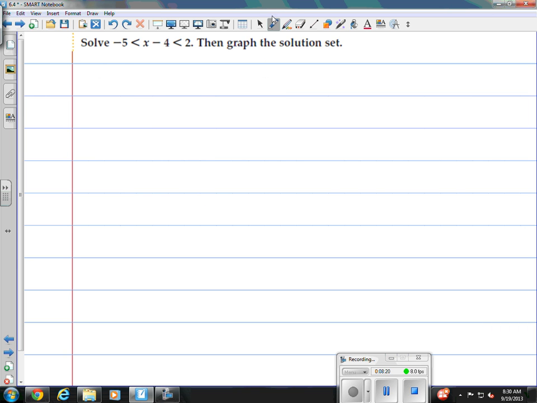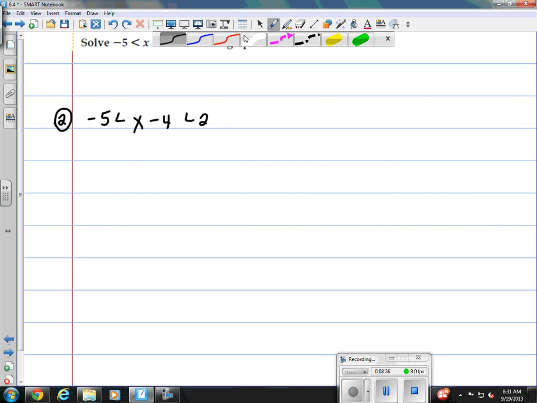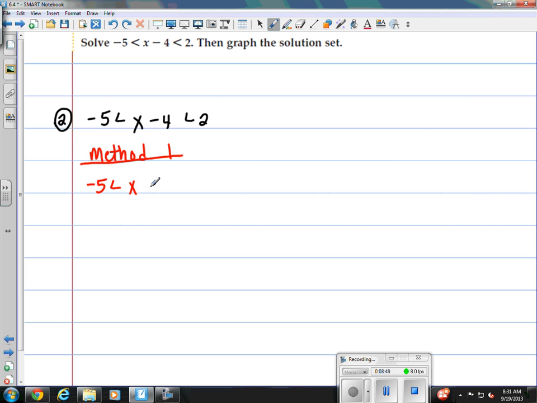So let's look at example 2. We're told to solve -5 is less than x minus 4 is less than 2. Now whenever we solve this out, there's actually two methods we can use. So I'm going to show both methods. Our first method is going to be a lot like our example. I'm going to drop down our -5 is less than x minus 4 is less than 2.